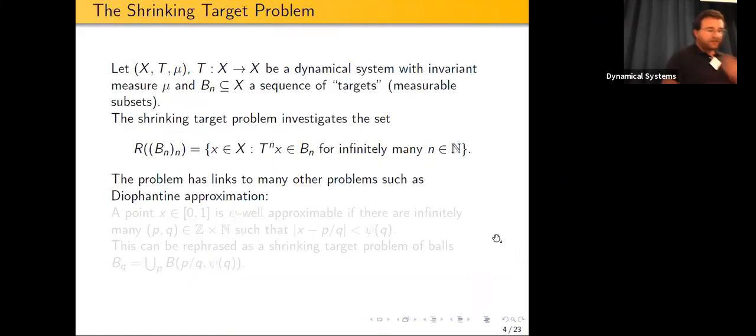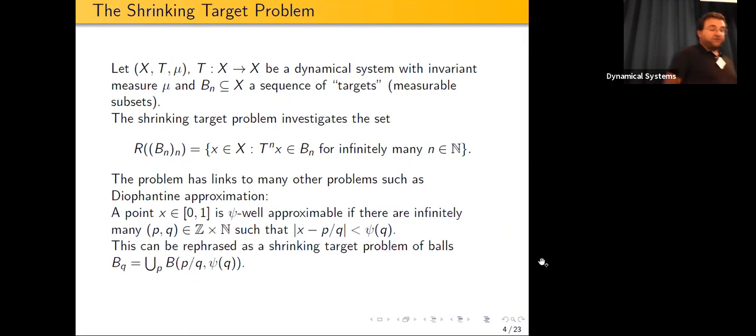So why would you want to study this? Well, there are many links to other disciplines. One of them is Diophantine approximation. I don't do anything with Diophantine approximation, so this is just maybe a glimpse of what else you could do. So well-approximable numbers, for example, you can express in terms of these shrinking targets, where you take all these rational numbers and you have a ball around all of these rational numbers and you shrink all of these at the right rate. Then you get this well-approximable set, with maybe some reference function psi here.